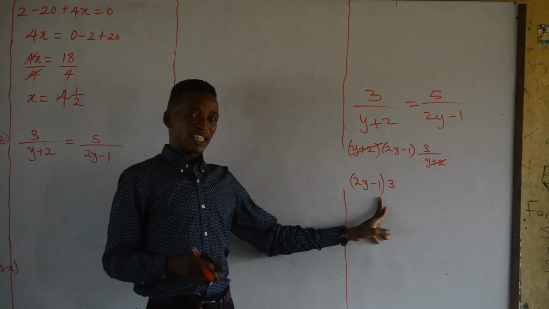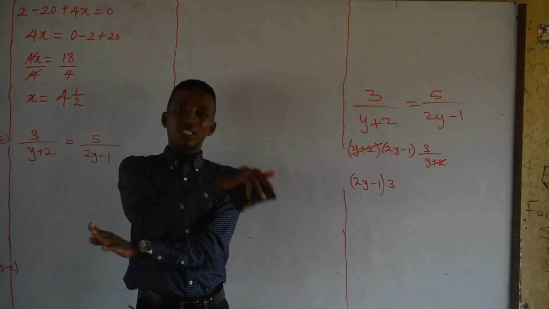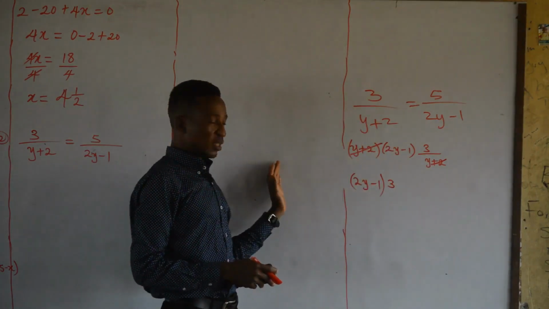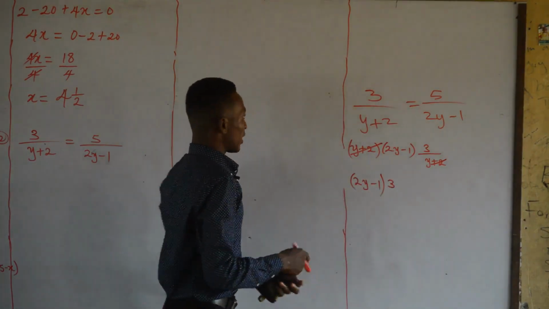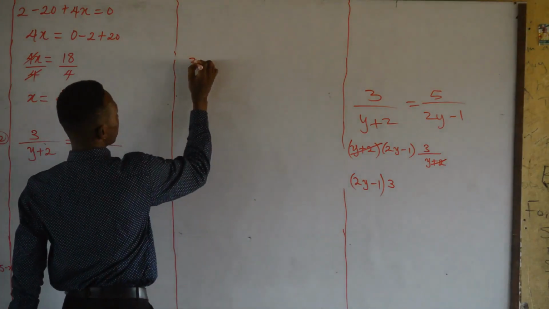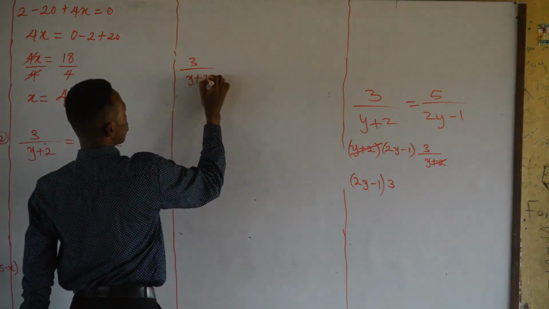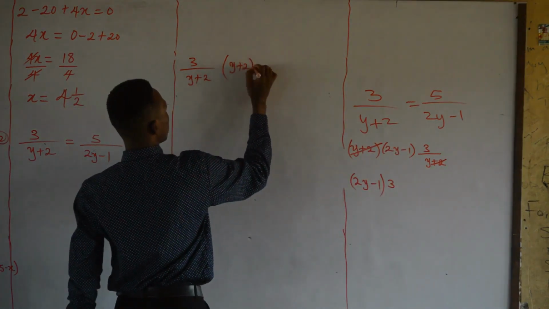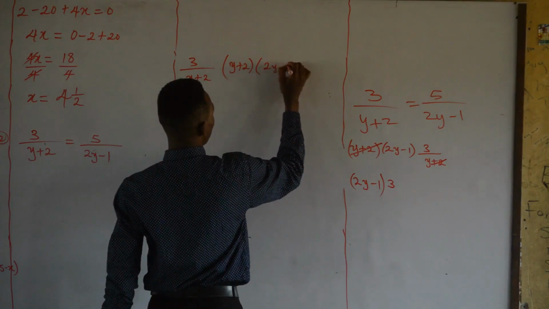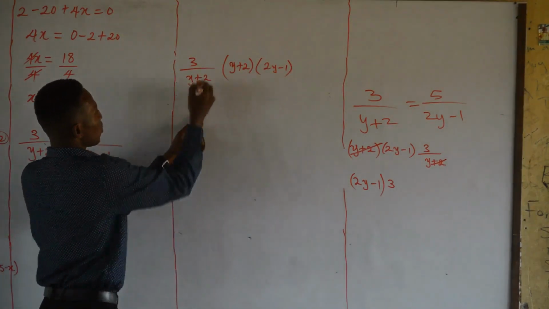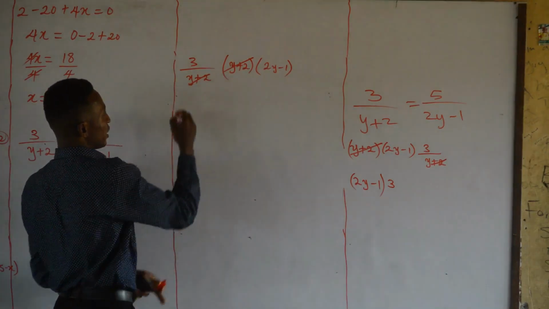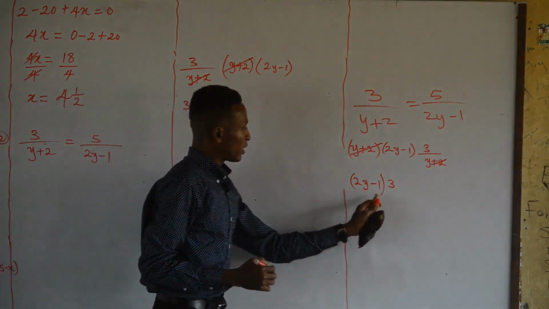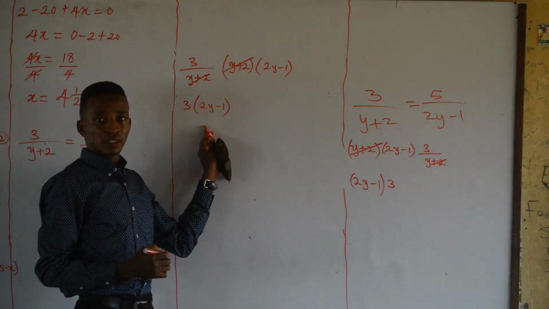Now, what we have here, if you want to do it, you can still twist it the other way around. In the sense that when you place this to come first, then this at the other side, that's still going to give you the same answer. That's when you have 3 divided by y plus 2 into brackets the LCM, which is y plus 2 into brackets 2y minus 1. Here, y plus 2 cancel out each other. You are left with 3 into brackets 2y minus 1. Now, the same thing we have here is what we are still having here.